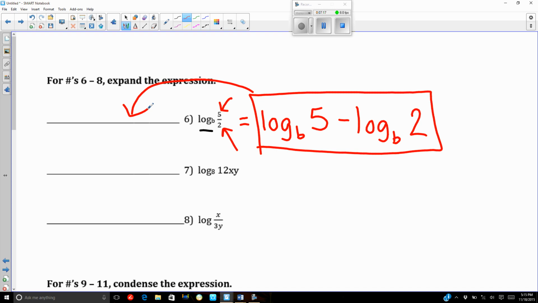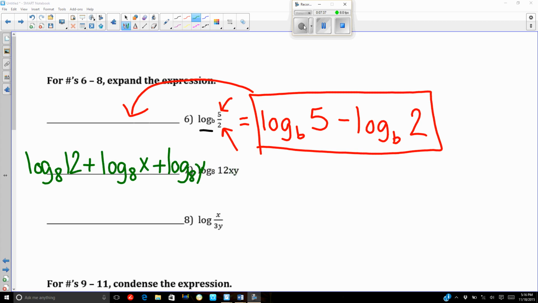Number 7, same thing. You've got 3 things in this problem. You've got a 12, you've got an x, you've got a y. So you've got 3 things, so that means our answer is going to have 3 logarithms in it. You're multiplying the 12, the x, and the y, and multiplication, of course, converts to addition. So that should be your answer to number 7. Be careful, a couple of you on the quiz, sometimes the base, it's not really clear what the base is in the problem, so make sure you clearly write so I can see that 8 is the base and 12, x and y are not actually the base in this problem.